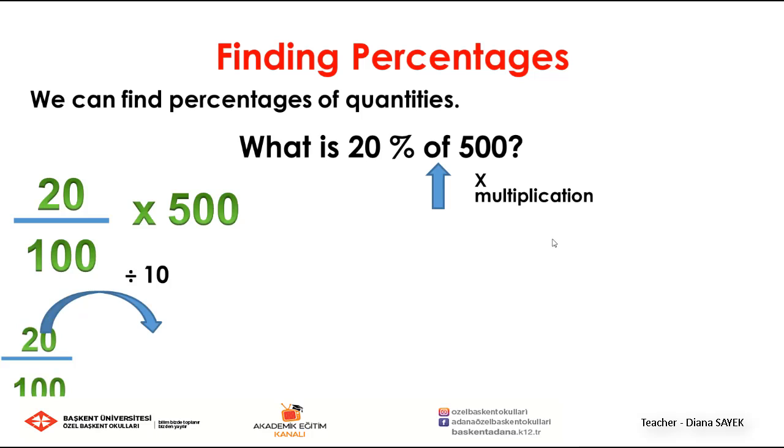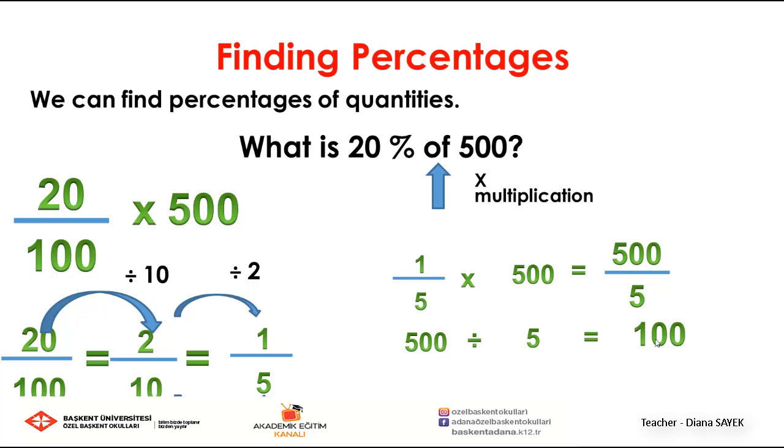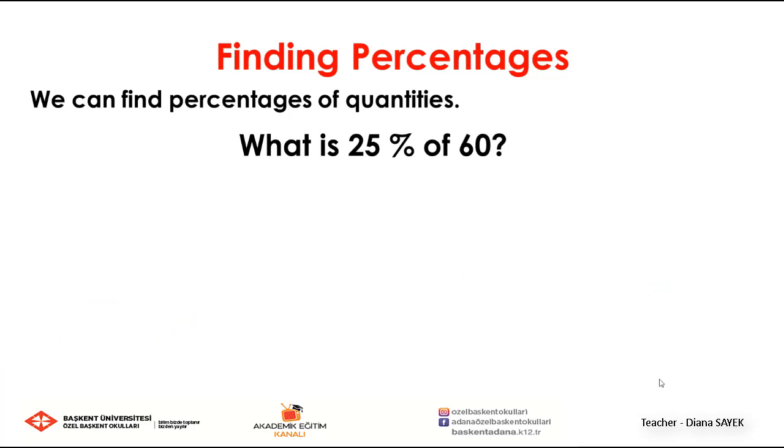Well, let's go ahead and simplify. We divide by 10, top and bottom, which gives us 2/10. And then we can simplify it some more. We divide by 2, and we get 1/5. And now we can do our multiplication. It's going to be much easier. 1/5 multiplied by 500 equals 500/5. And we know that that is a division. 500 divided by 5 equals, you got it, 100. So 20% of 500 equals 100.